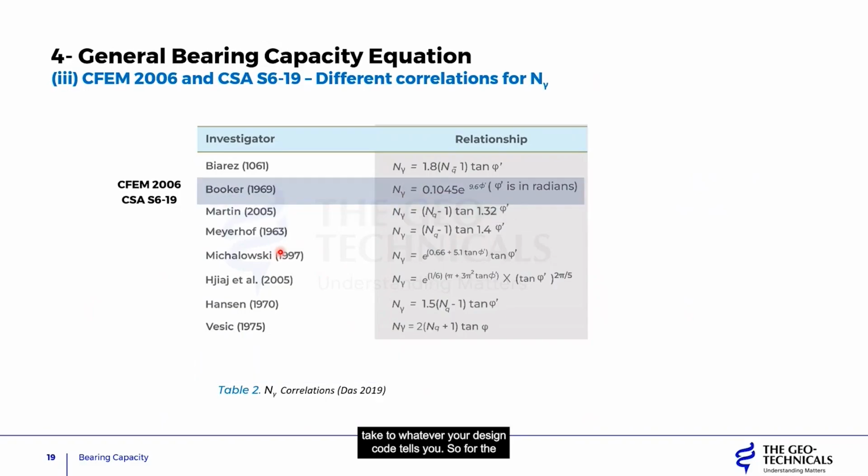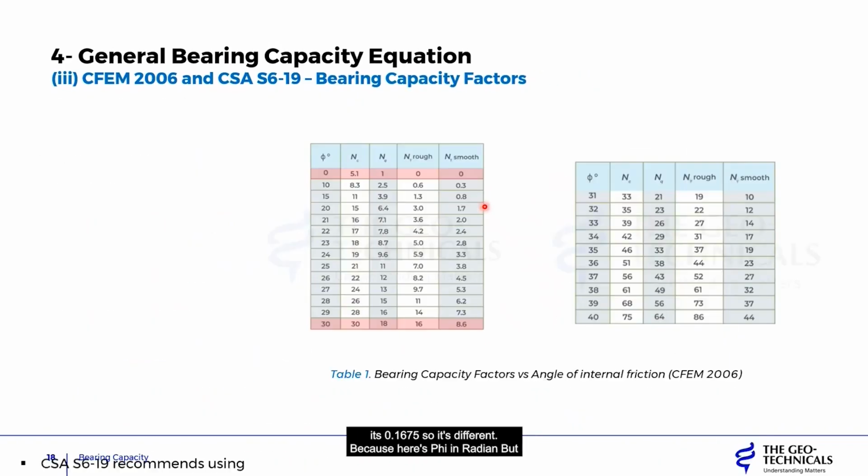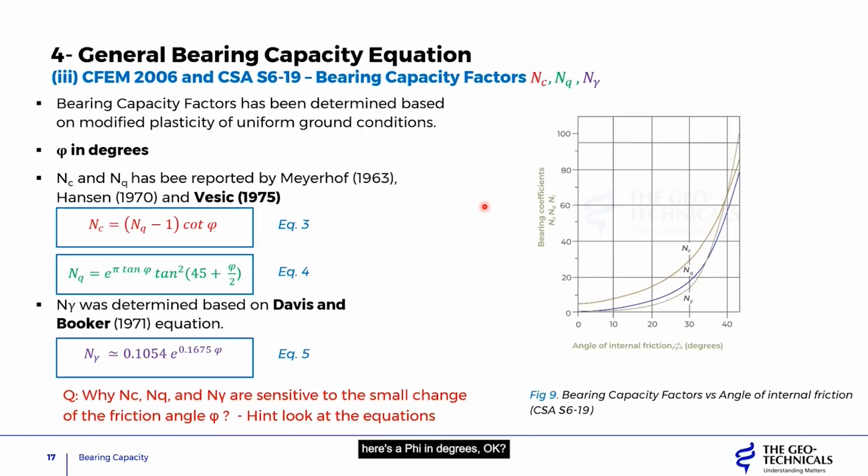So for people in Canada designing for a Canadian project, that's the equation you're going to use: Booker 1969 or 1971, and just use phi in radians. Because phi is in radians here, it's not the same equation that I presented before, so it's 9.65 prime, but with phi in radians. Or if you go back to the N gamma that I showed, it's 0.1675. It's different because here phi is in radians, but there phi is in degrees. Just to make it straightforward, use phi in degrees. So phi in all of these equations is in degrees.